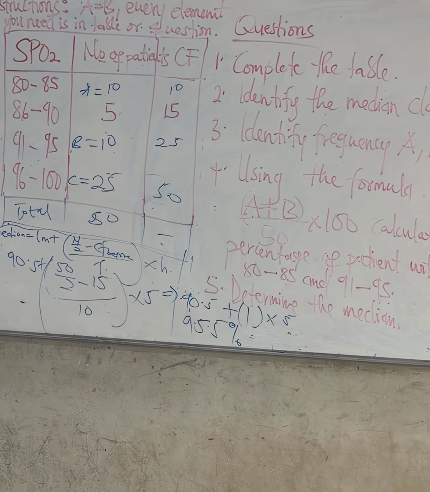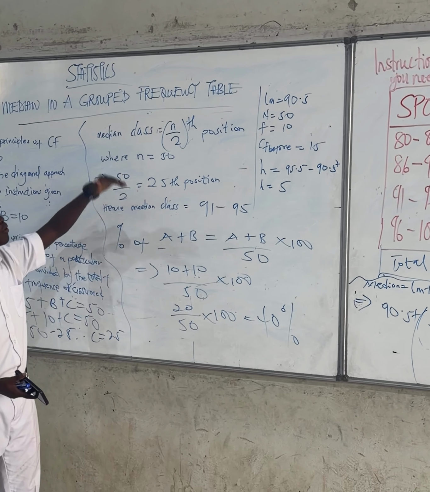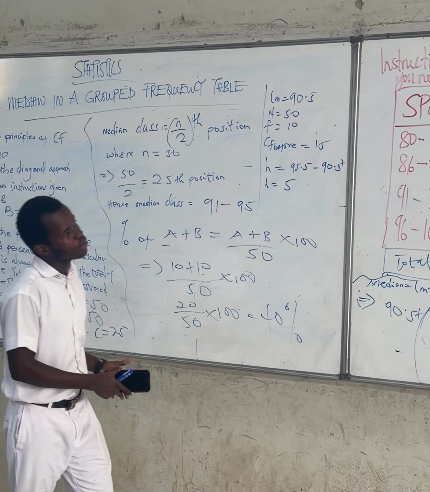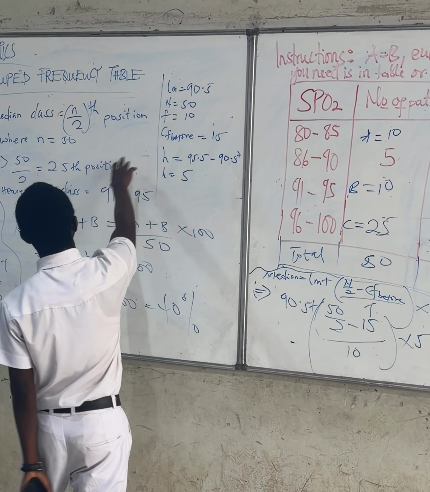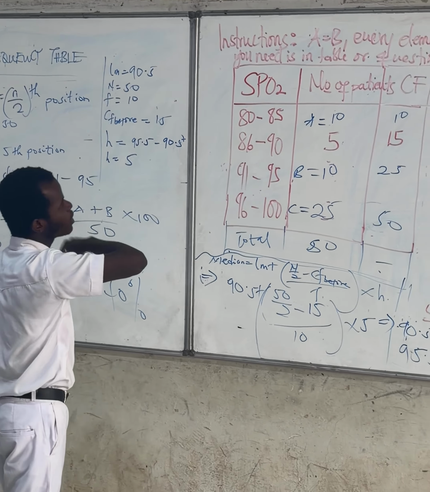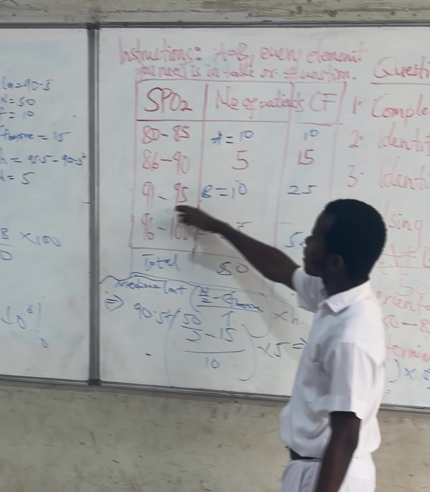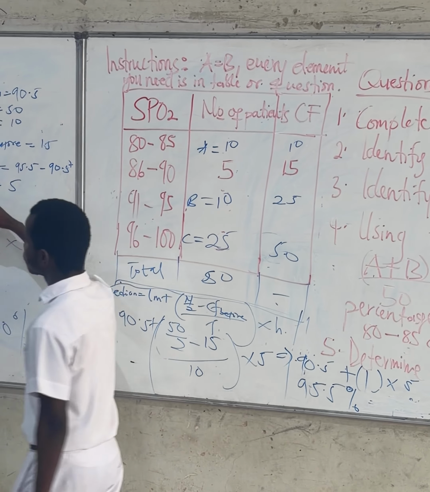Identifying the median class. You just put down the formula for the median class, n over 2. That one is the position. So when you get a position, you go to the frequency table, for which you got the 25th position. So the 25th position lies here. And you trace it to the class, which is 91 to 95. So your median class will be 91 to 95.